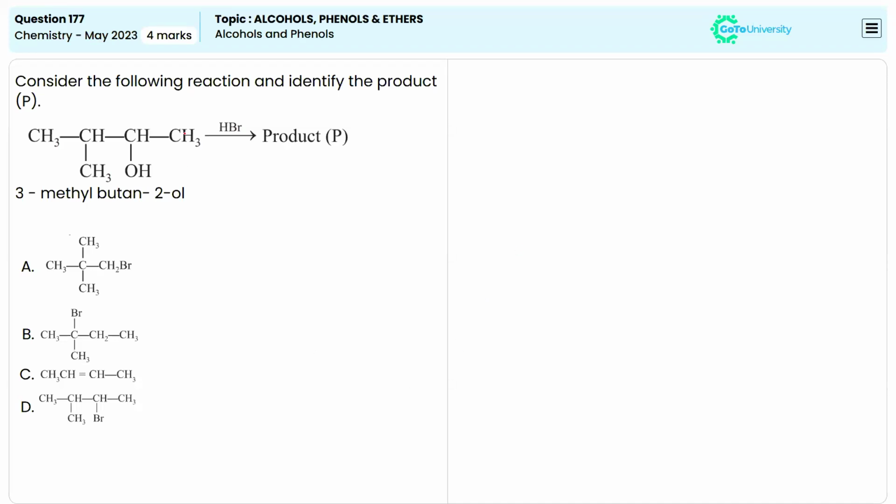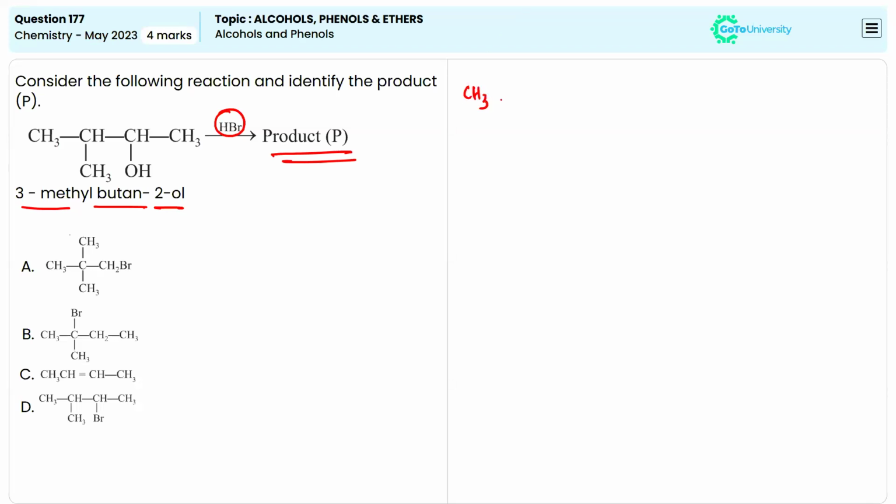In this question, we have a reaction. It is an incomplete reaction. We have to identify the product P in the reaction. Okay, and the reactant is given as 3-methyl butane 2-ol reacting with hydrogen bromide. Okay, so we have to know what is the product obtained here. In order to obtain the product, we have to know what is the complete reaction going on here. Okay, so let us consider the reaction first.